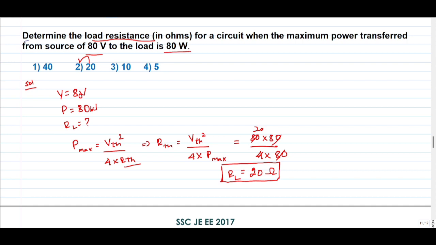Okay, hope you understood this question and how to solve. Okay, now we'll solve the second question.